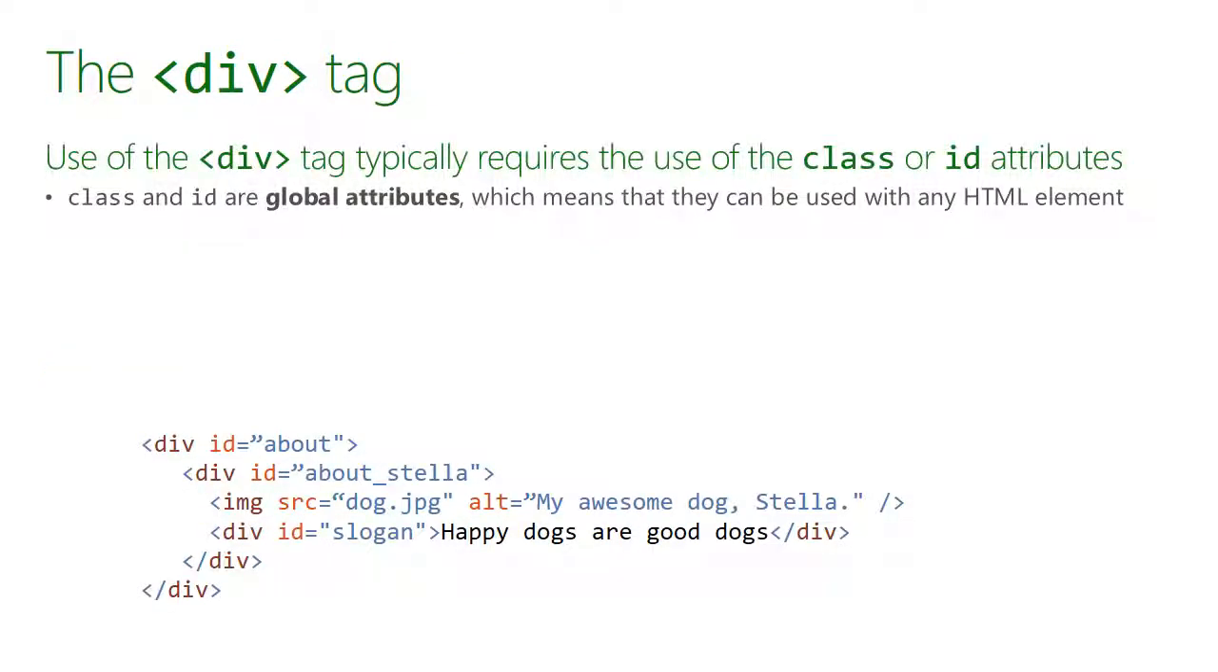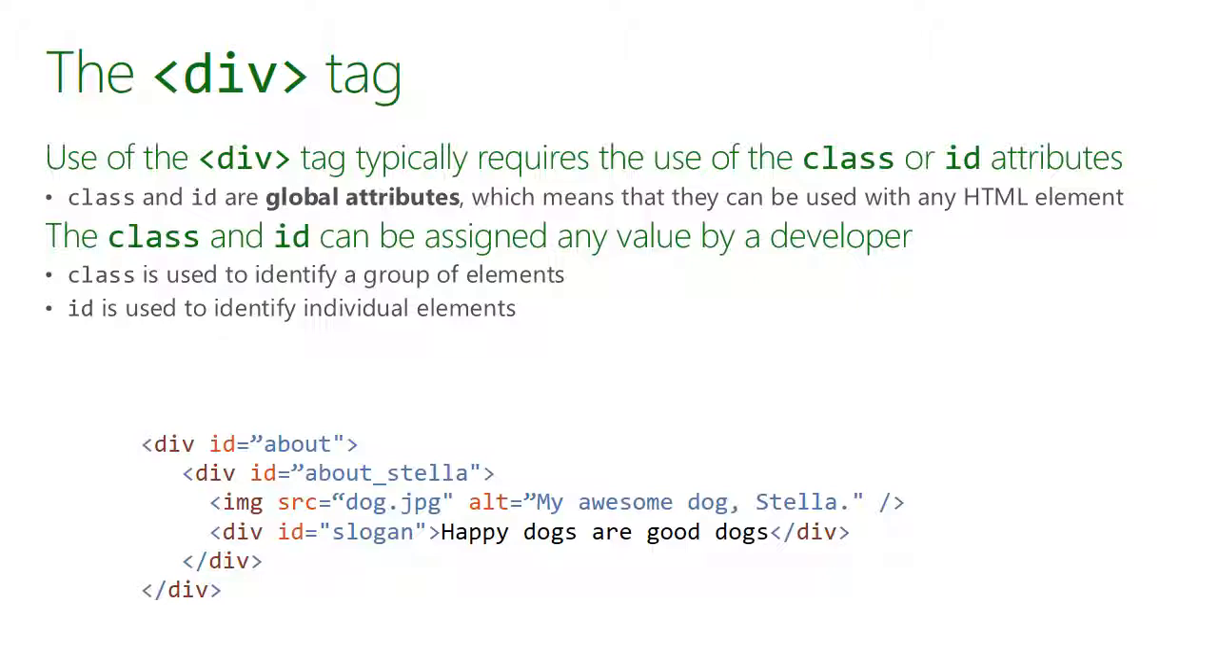The use of the div tag typically requires the use of the class or ID attributes. The class and ID are global attributes, which means they can be used with any HTML element. The class and ID can be assigned any value by a developer. The class is used to identify a group of elements, i.e. multiple elements on a page, whereas ID is used to identify individual elements. This particular ID then can identify an element perhaps which you might want to manipulate with JavaScript and update the content of.